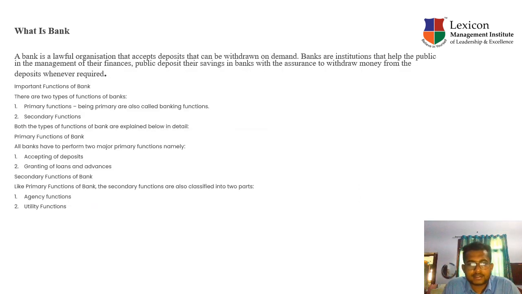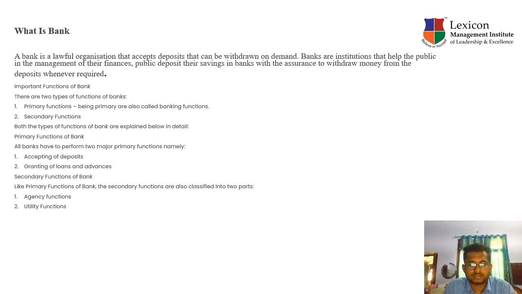So let's see what a bank is and some functions of a bank. A bank is a lawful organization that accepts deposits that can be withdrawn on demand. Banks are institutions that help the public in the management of their finances. There are two types of functions of a bank: primary functions and secondary functions. The two major primary functions are accepting deposits and granting loans and advances.